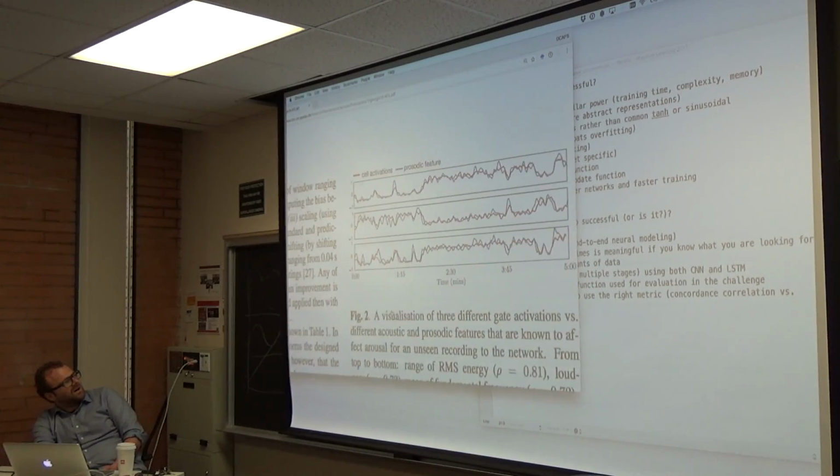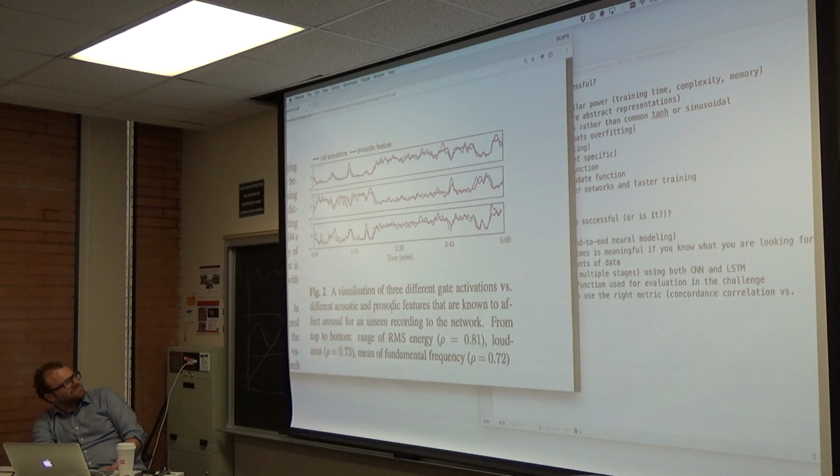Then this result I think is kind of nice. It's interesting in the sense that they try to see if some of the activations in the neural network are correlated with audio features or speech features. In this case, there are two features that are energy based, so energy and loudness. Does anybody know what the difference between energy and loudness is?